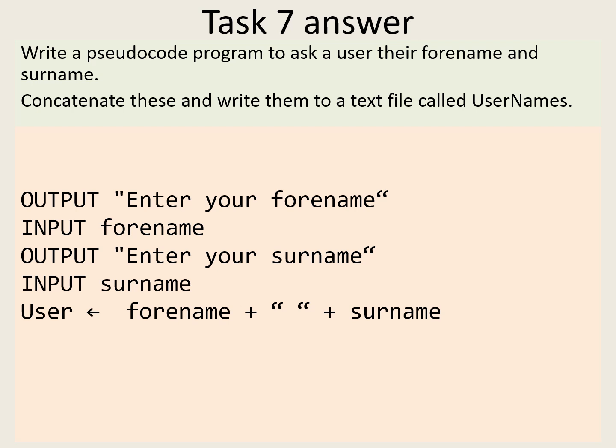So I'm creating a new variable called user. That's going to be assigned the forename, which has just been entered, plus a space, plus surname. So if I entered Fred Blogs, user will be assigned Fred space Blogs. So we can use that to write this piece of information to that text file.